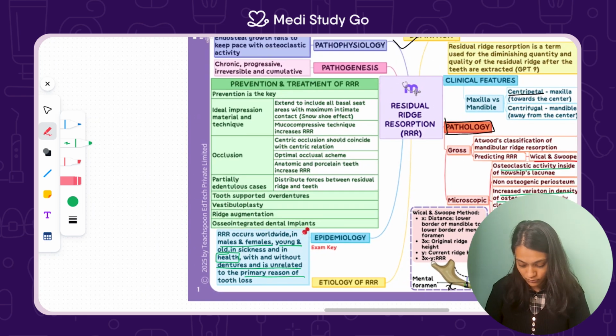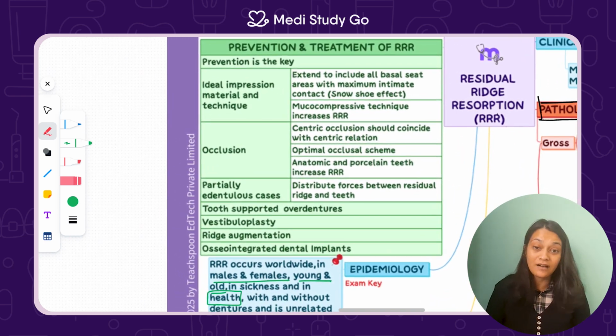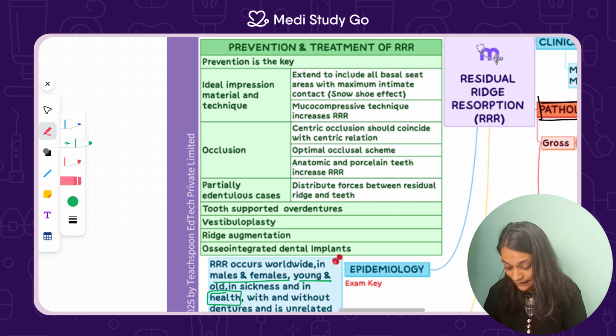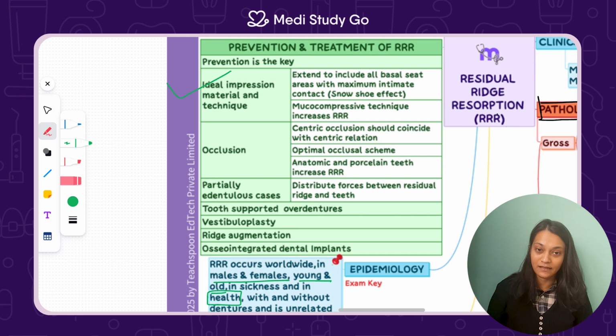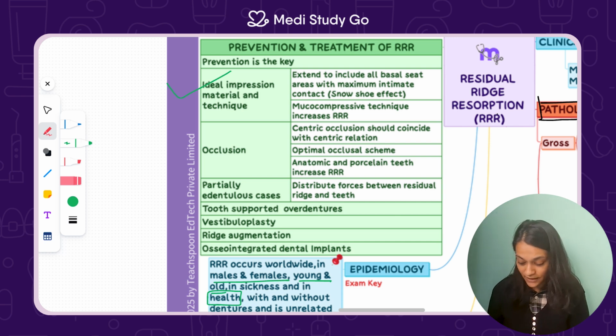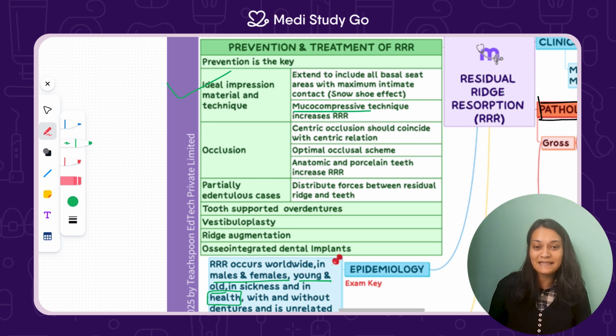Now we know why residual ridge resorption occurs. We cannot stop it, but there will always be prevention that can be done. So to prevent, what can be done? First thing is ideal impression material and technique. It's very important. Impression techniques can be classified as mucocompressive, mucostatic and selective pressure. Now it's very important to understand that the mucocompressive technique will increase residual ridge resorption because it is in turn going to increase the pressure that is acting onto the ridges.